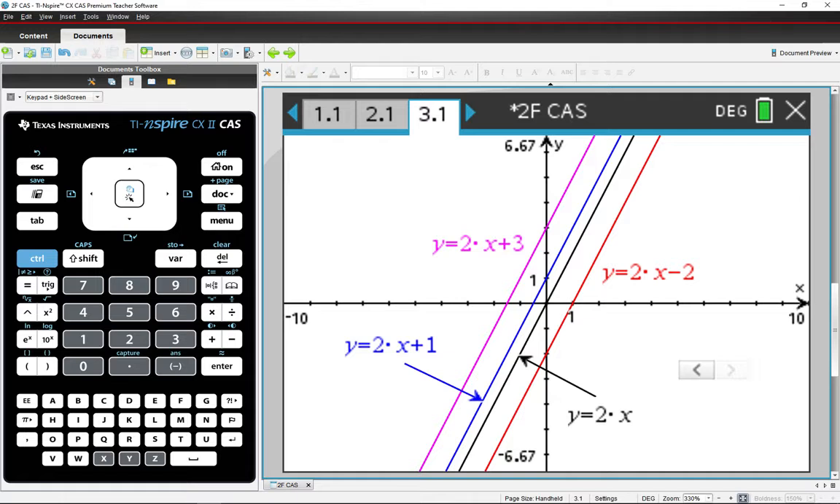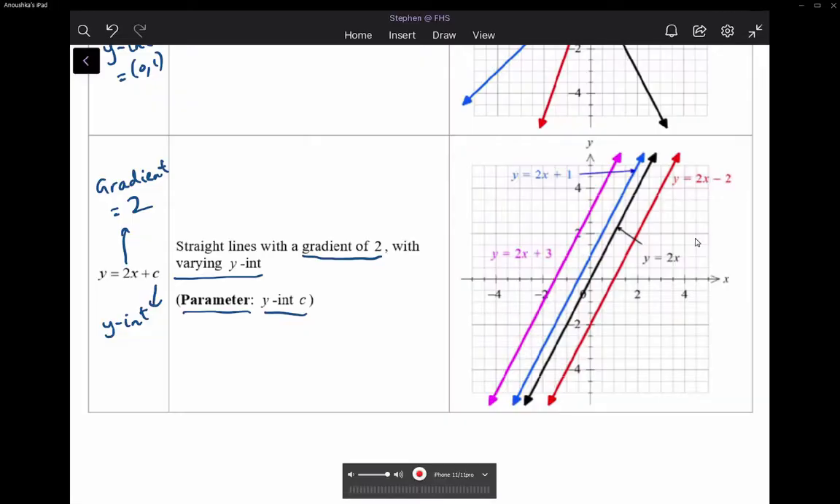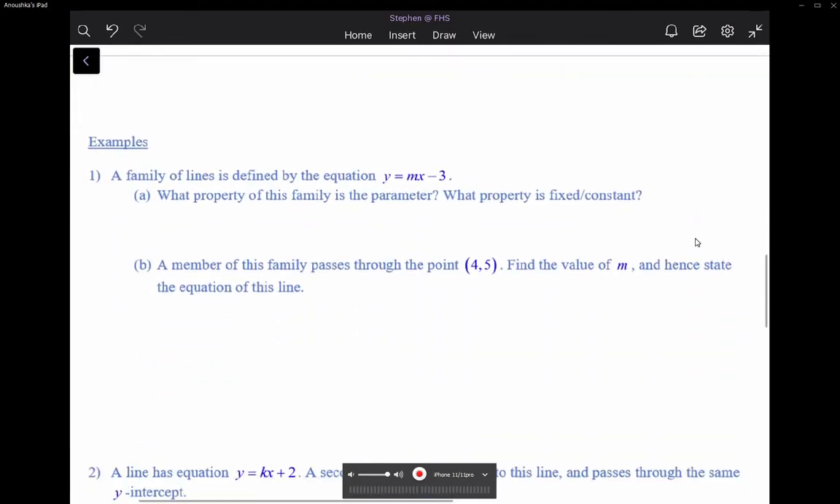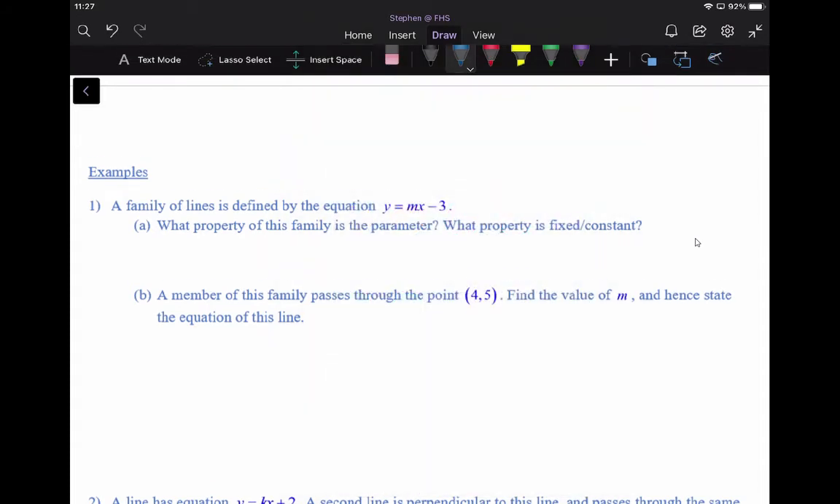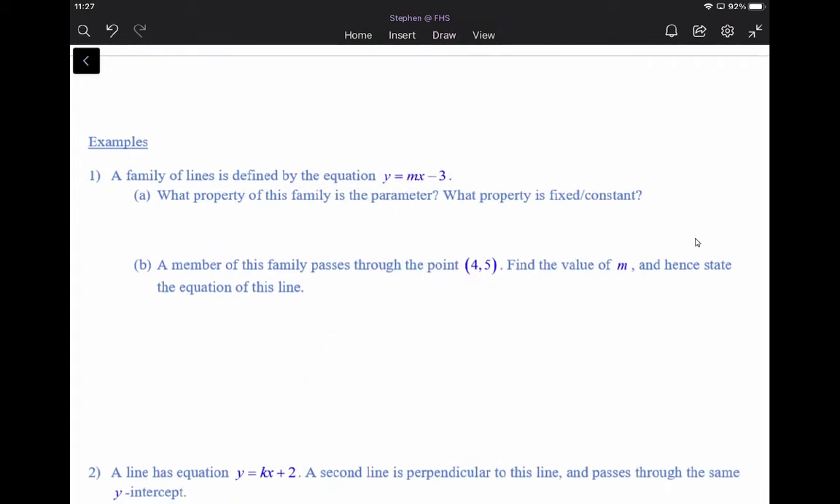As you can see, we've now got 4 lines over here, all with the exact same gradient, which means, by the way, that they are all parallel and they have different y-intercepts. So 4 lines, same gradient, different y-intercepts. That is our family. Okay, so that is just a quick description of what a family looks like. Let us now go ahead and actually move to some examples.